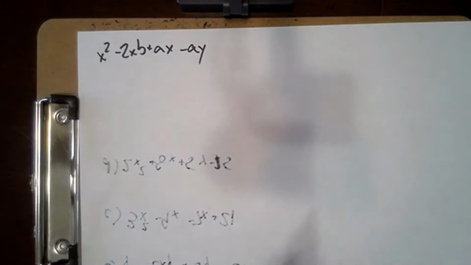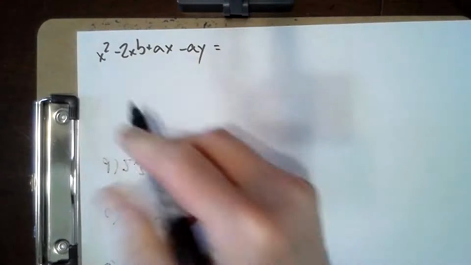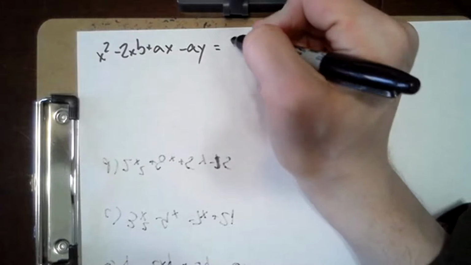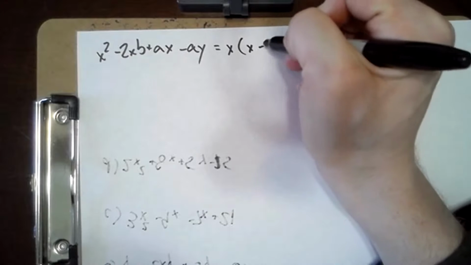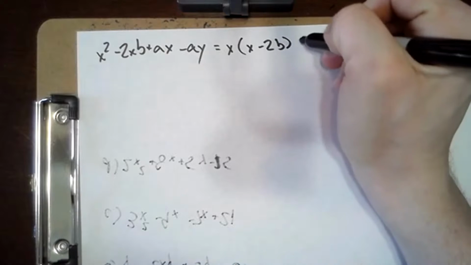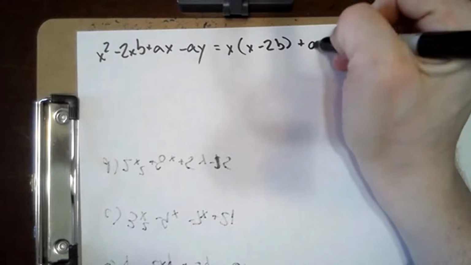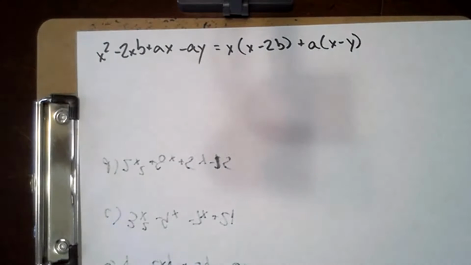Okay, so we've got x squared minus 2xb plus ax minus ay. Well, I can factor an x from these first two terms to get x times x minus 2b plus a times x minus y. And we can't go any further than that because clearly they don't have common factors.